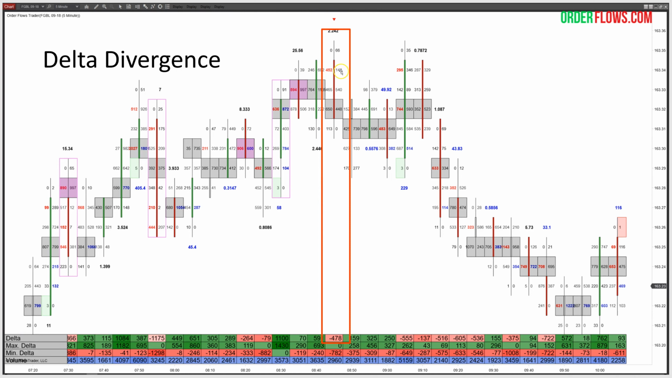This is a delta divergence sell. So you've got your new equal high here with your red candle and the negative delta. And you can see how the market sells off.